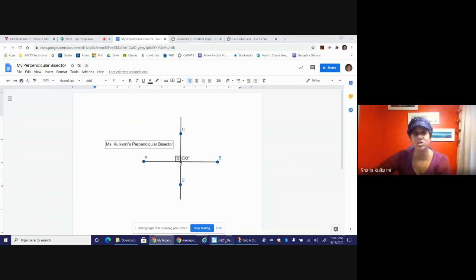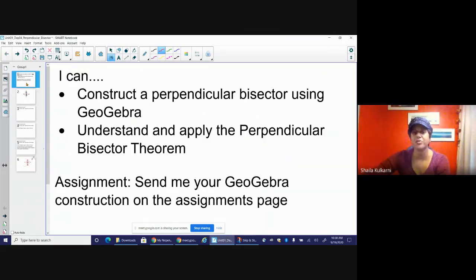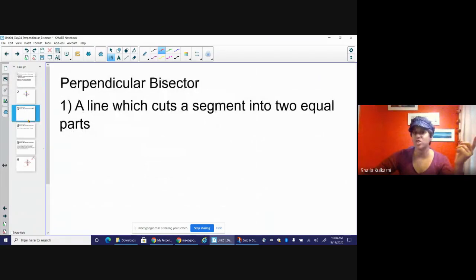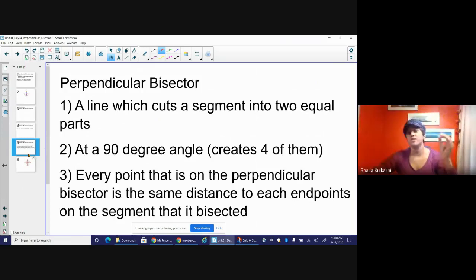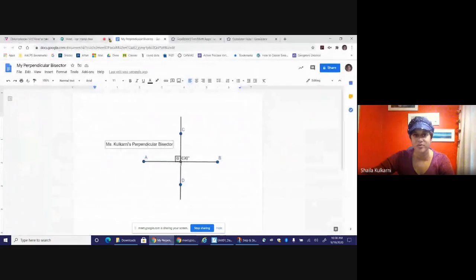So again, just to repeat, a perpendicular bisector, that's what our outcome of the day was supposed to do, is a line which cuts a segment into 2 equal parts. It creates a 90-degree angle between the segments, and every point that is on the perpendicular bisector is the same distance to A as it is to B. So I hope you kind of understand that a little bit. That is, of course, our outcome.